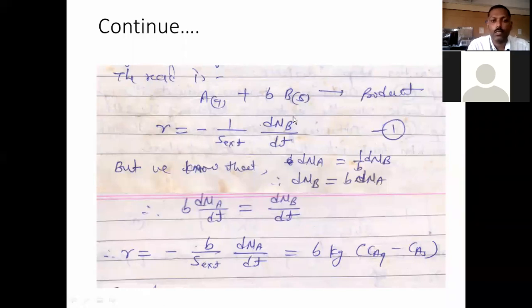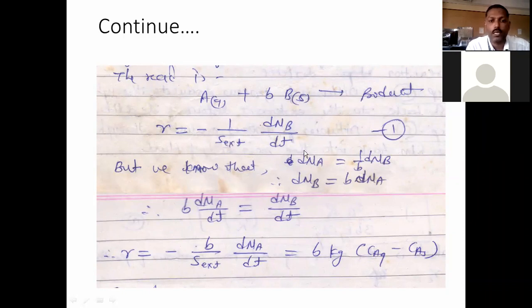R depends on the reaction surface of the solid. R depends on the exterior surface of the solid, and it is the rate of reaction we determine based on the limiting component. Here the solid is the limiting component. So R is equal to minus 1 upon S exterior dNB upon dt: change in number of moles of B per unit time per unit exterior surface of the solid, and it is minus because it is a reactant.